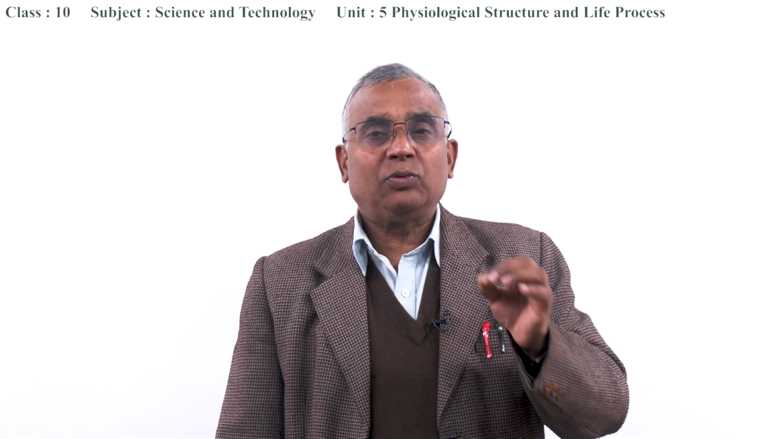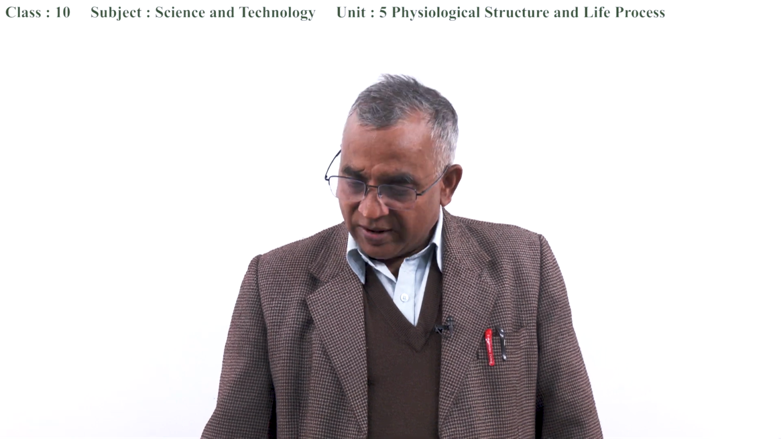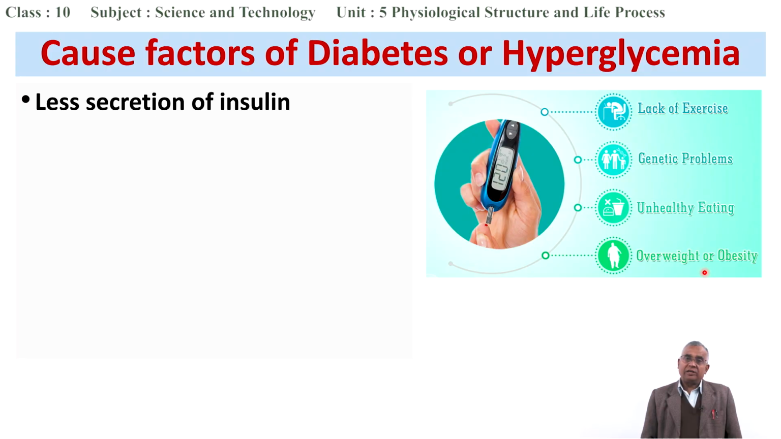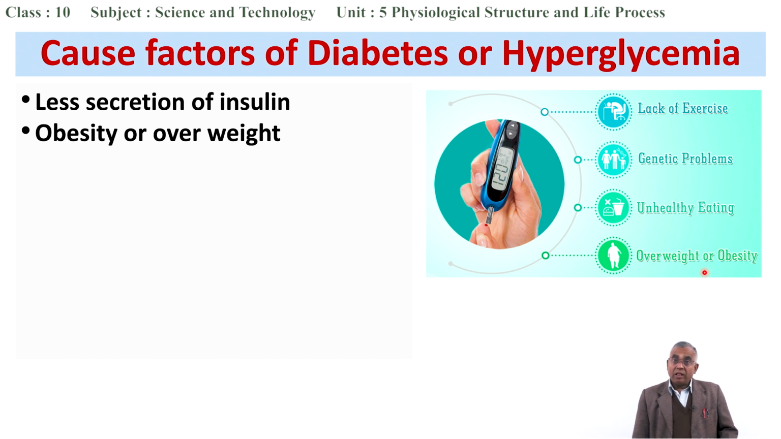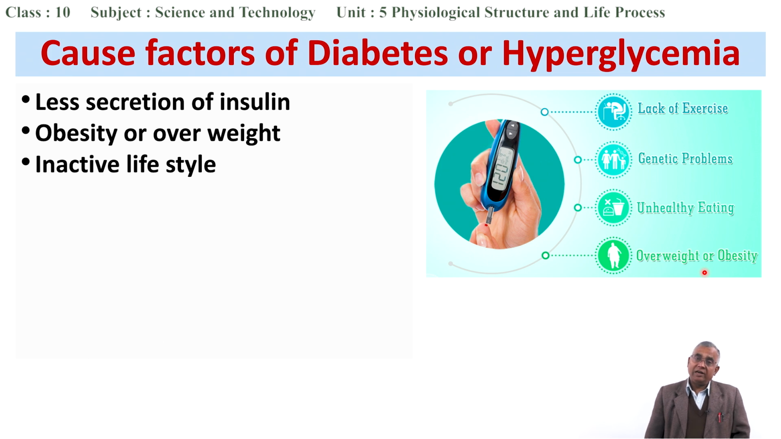After that, discuss what the cause factors of it are. The first cause factor is less secretion of insulin. Already we have discussed. The next one is obesity. Look here, obesity was a cause of blood pressure also. It was a cause of heart attack also. Yes, that may be for uric acid, let's see if it is or not. But here it is the cause. Next, inactive lifestyle. Lazy persons become victims of many diseases. So be active for your good health. Don't be lazy. Laziness invites diseases. So be active.